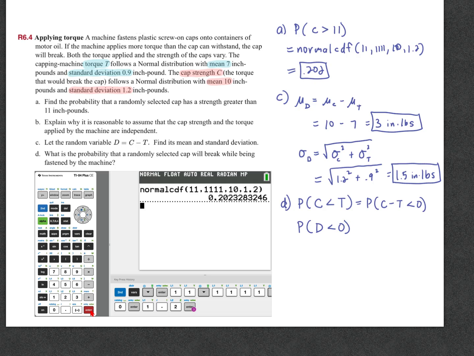So if you add or subtract two normal distributions, you get a normal distribution. So this D is normal. When we're finding the probability, we'll do normal CDF again. We'll make the lower some small number and the upper 0, and then we've got our mean and standard deviation. Now we'll go to the calculator for the rest.